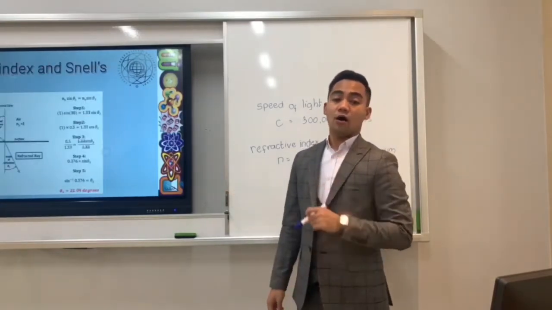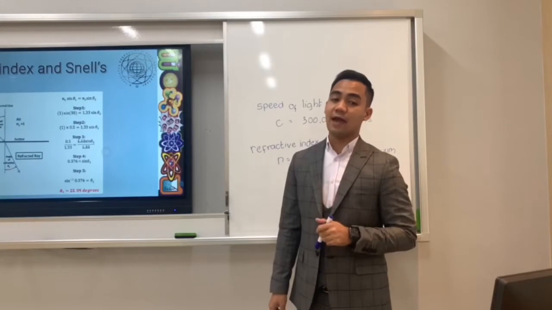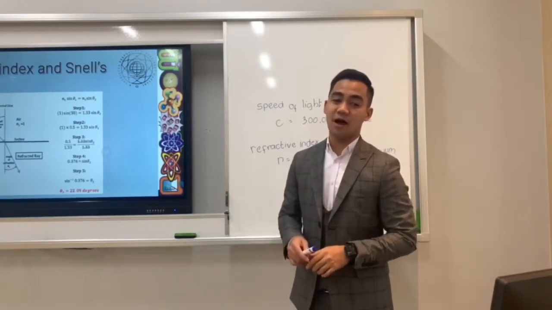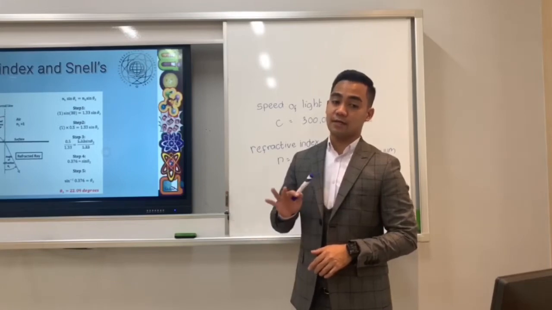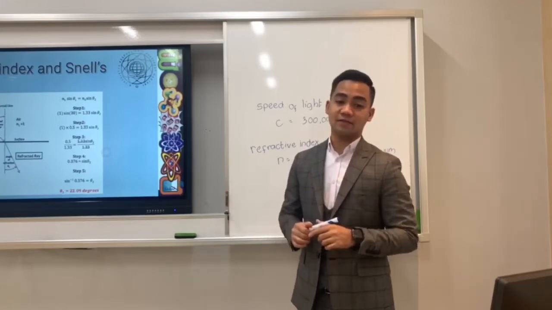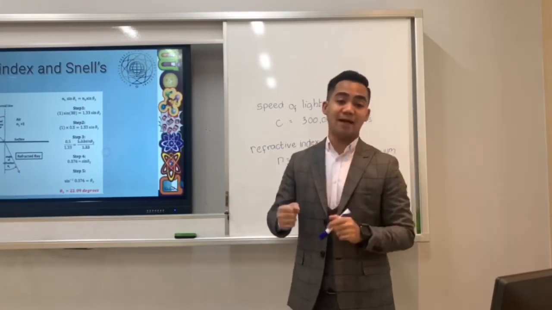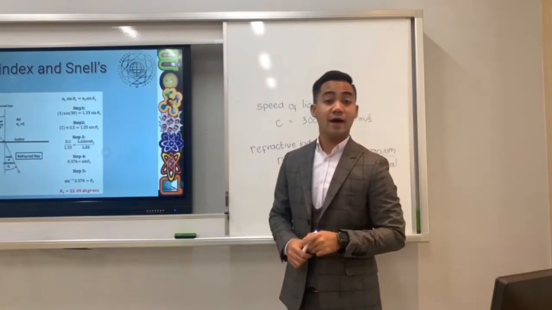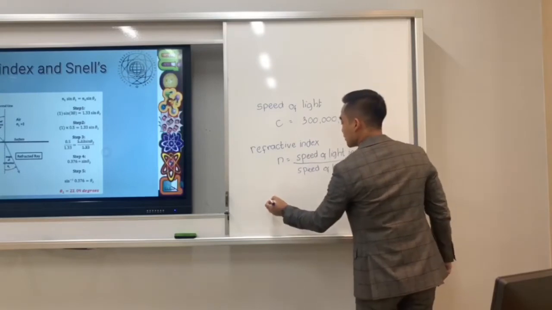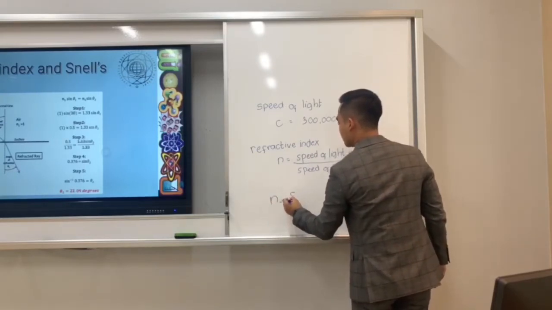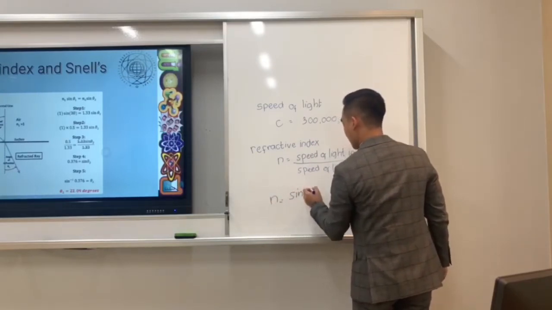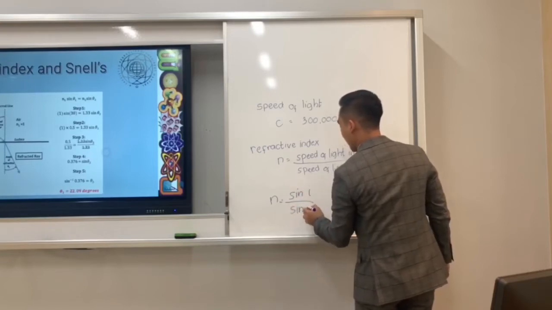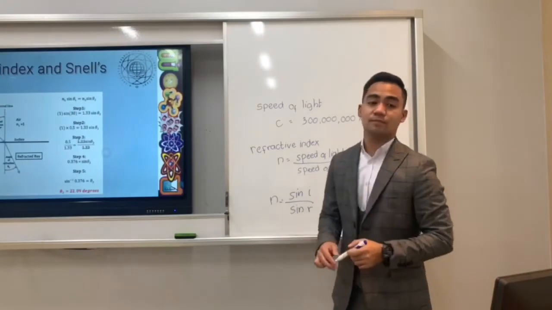There is a law that relates the size of the angle of refraction to the angle of incidence. This is Snell's law. It also involves the refractive index, since the greater the refractive index, the more a ray is bent. The law is written in the form of an equation: n is equal to sine of the angle of incidence over sine of the angle of refraction.